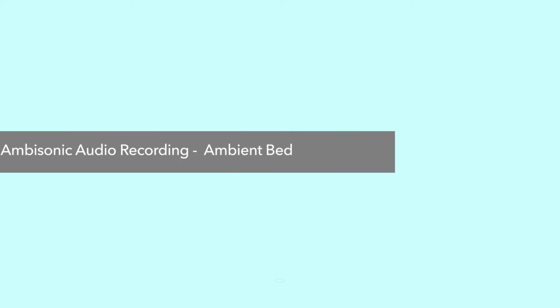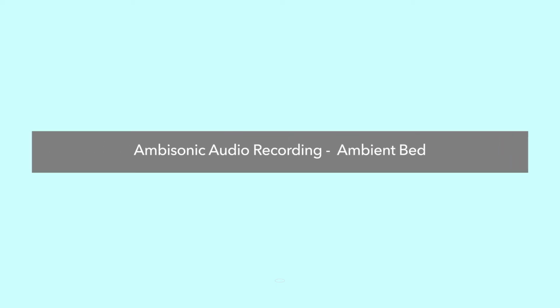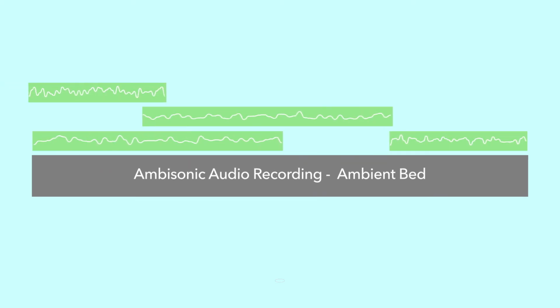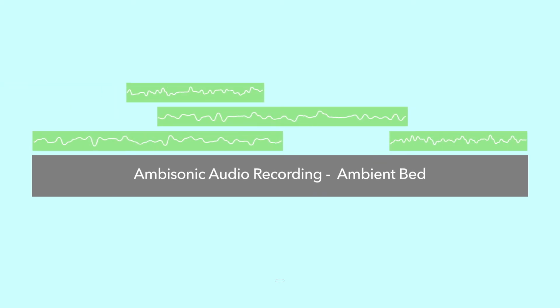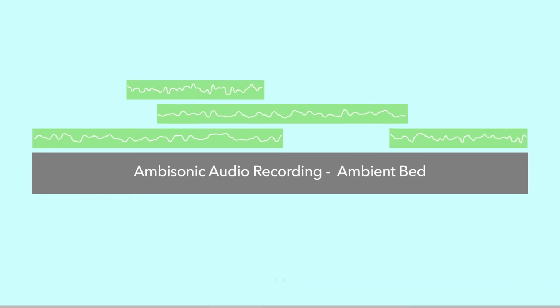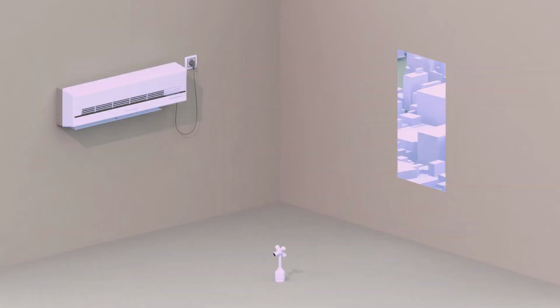If you are making ambisonic audio recordings to use as a bed in which to layer other sound sources, you will want to pay attention to all of the details that make up the sonic texture of that space. You can pick a central location in the space which gives you a good balance of the overall environment and use that as your mic listening position.